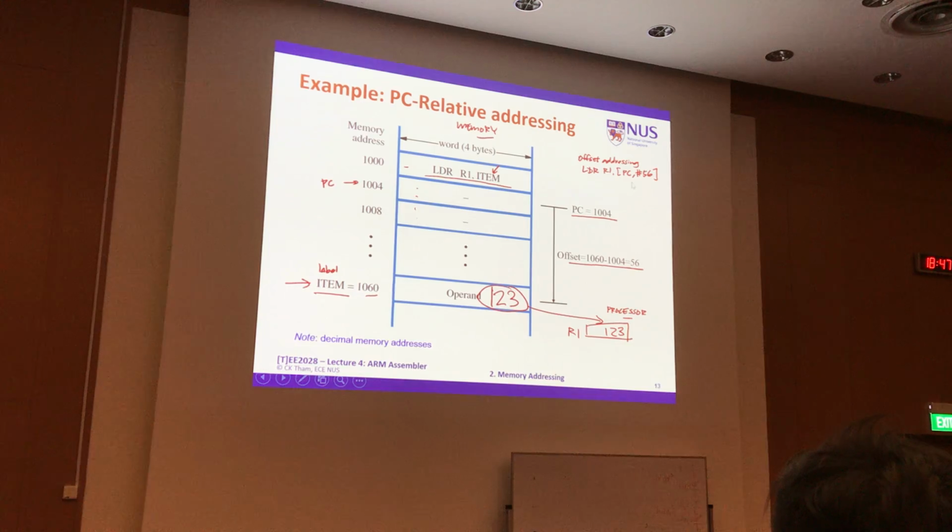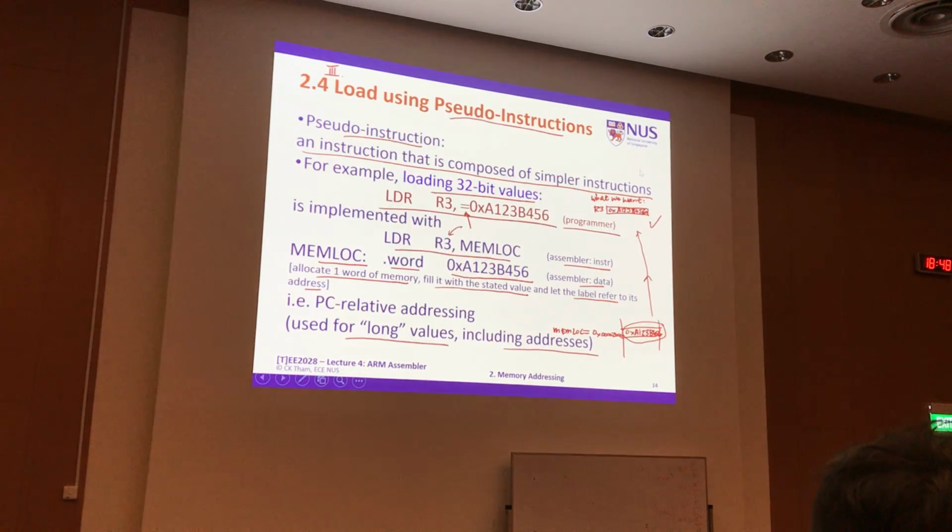And so the base register can be any register. It can be the program counter itself, or any register. This will help you get the effective address, and from the effective address, you can load that value into the destination register. Later we'll see some examples where we use three kinds of loads. The third kind is the load using a pseudo instruction. A pseudo instruction just means that I'm using a few instructions to do something.